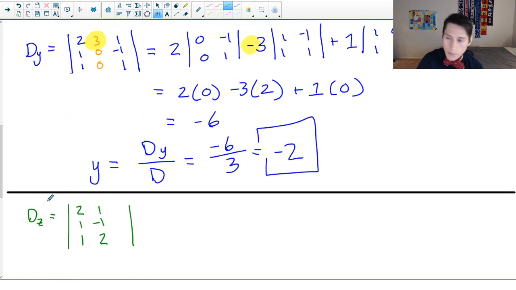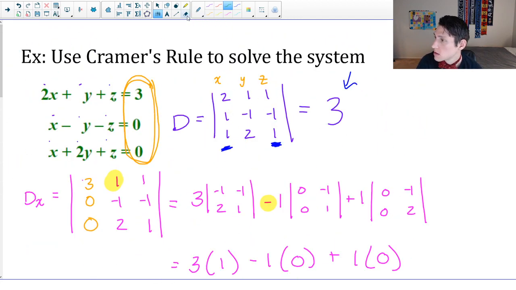Okay, so finally I want to solve for z, so I need dz. What that means is my x and y column are going to stay the same from what they were originally. So that's the x and y column I'm now going to keep the same, but the z column is what I will replace with the 3, 0, 0, since we're doing dz.